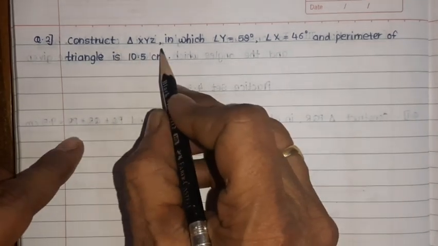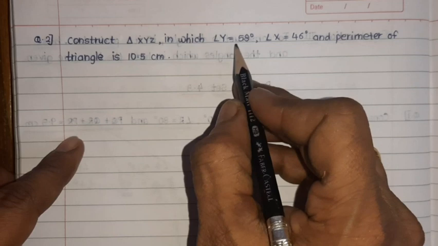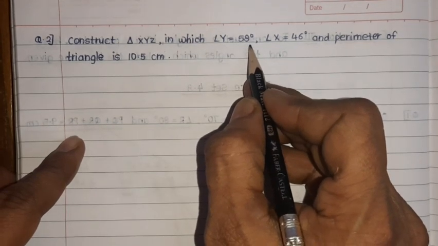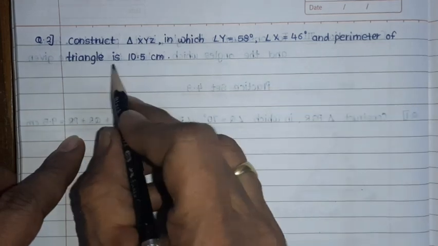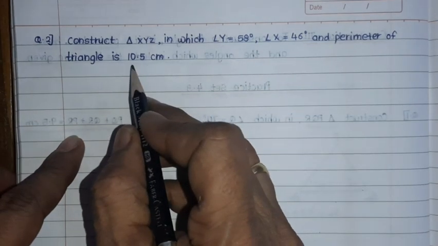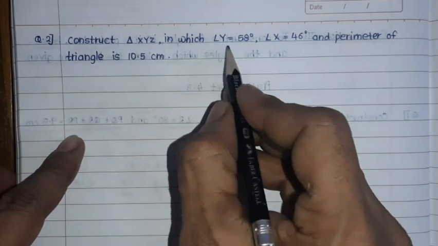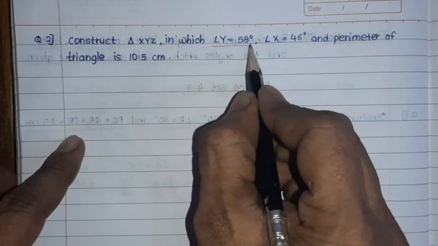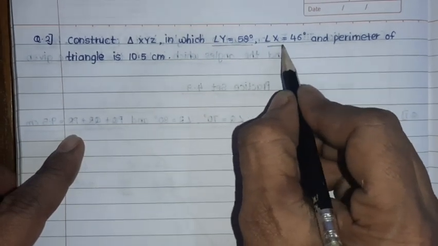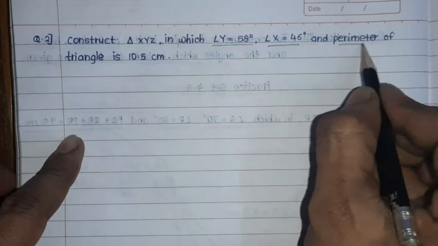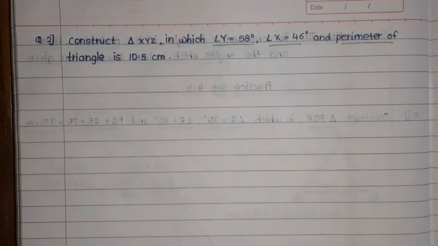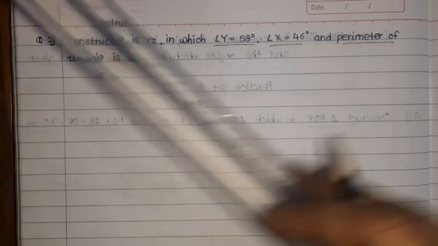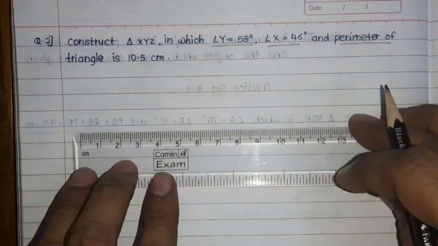Construct triangle XYZ in which angle Y is 58 degree, angle X is 46 degree, and perimeter of triangle is 10.5 centimeter. First, understand the type. Two angles are given and perimeter is given. Very simple construction, dear student. If you want the full marks, then do the practice.